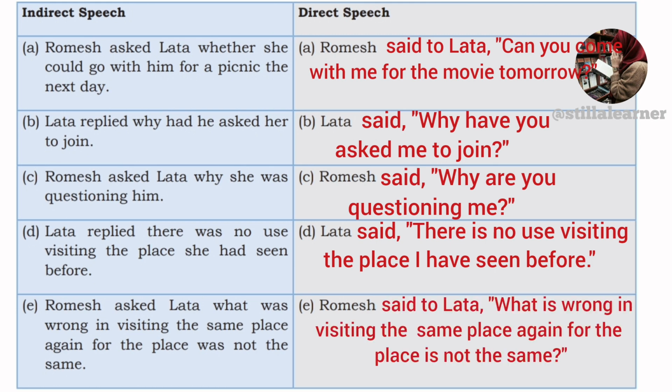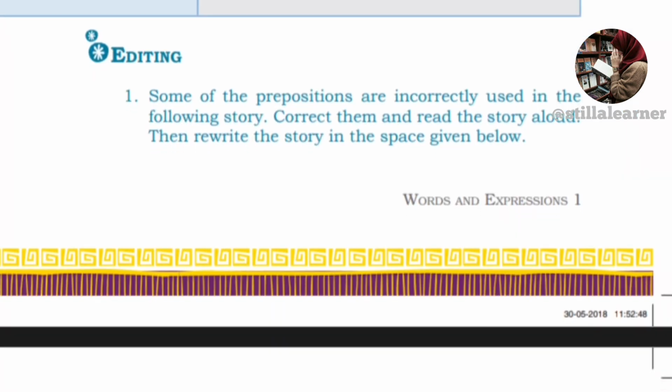Then fifth answer is, Romesh said to Lata, comma, within inverted commas, "What is wrong in visiting the same place again, for the place is not the same?" Question mark, inverted commas close. Okay, next now we'll move to the next part, that is editing part.